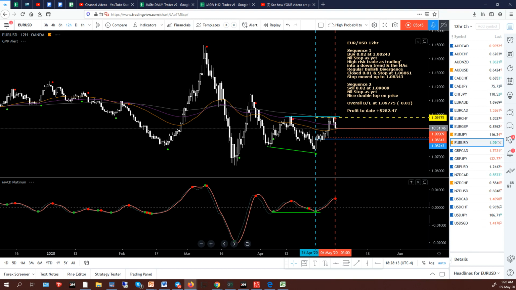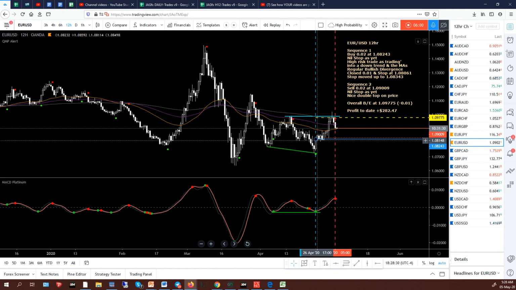All right, Euro USD, similar to the Euro Yen. Got a new sell trade this morning, nice little sort of double top or resistance level. So that's a good little signal there. MACD is above the zero level, so that confirms a sell.